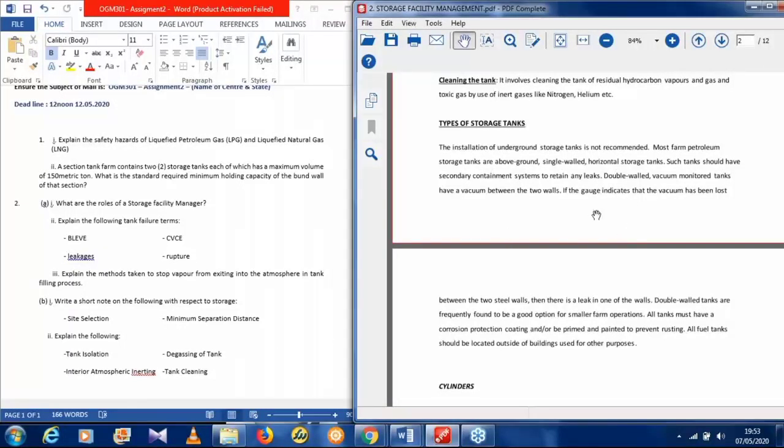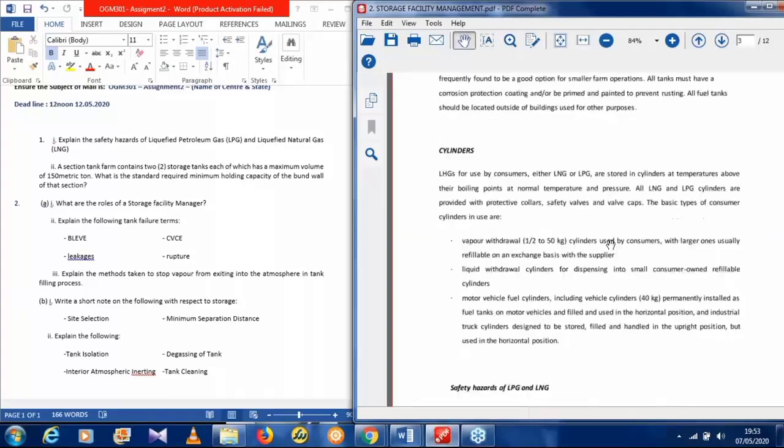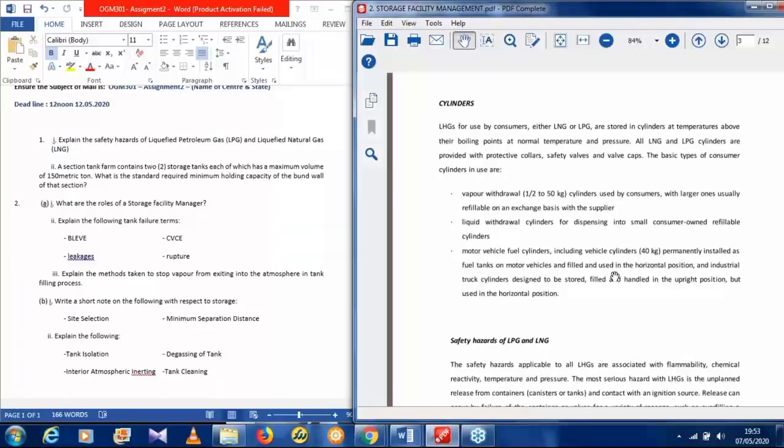All right, so we have different types of storage tank. Among them we have the cylinders, and there are safety standards for each of them. Now, for cylinders, we use them in storing our liquefied natural gas and our liquefied petroleum gas. So all liquefied or all hydrocarbon gases usually are stored in cylinders. That's the basic focus for cylinders for storage.